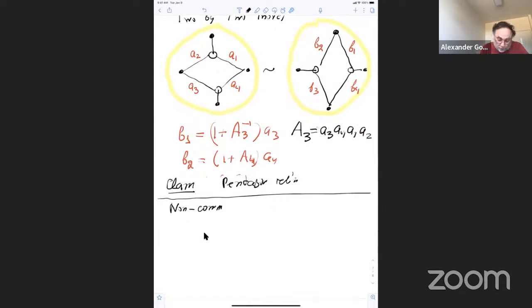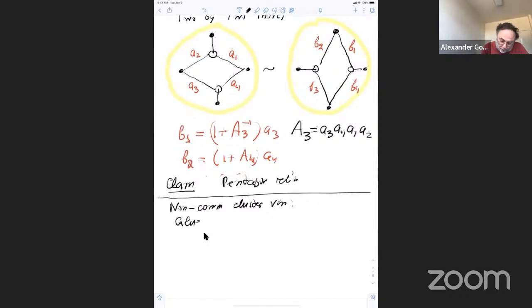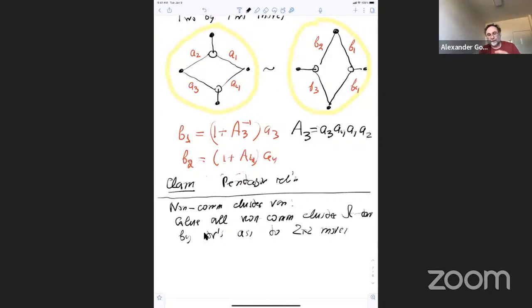So then there is a non-commutative cluster variety, which is defined in the usual way. So you just glue all non-commutative cluster theory by transformations assigned to 2x2 moves. This is an Abel formula. And so then as many graphs which you have which are related to each other by these 2x2 moves, as many Tori you have, you glue them, you get some kind of non-commutative object.